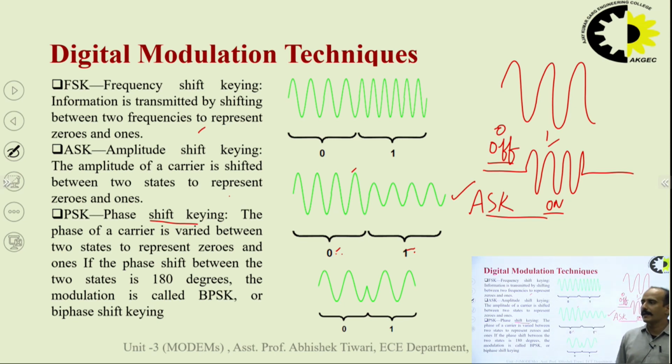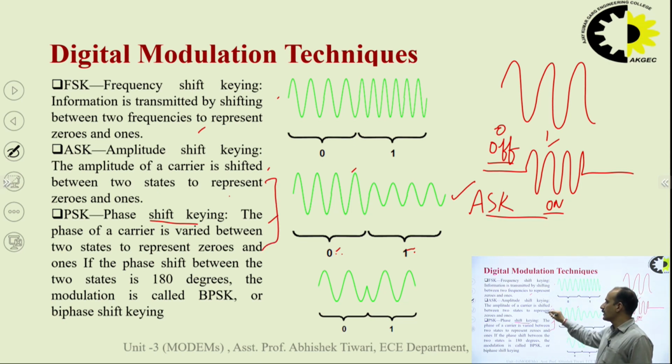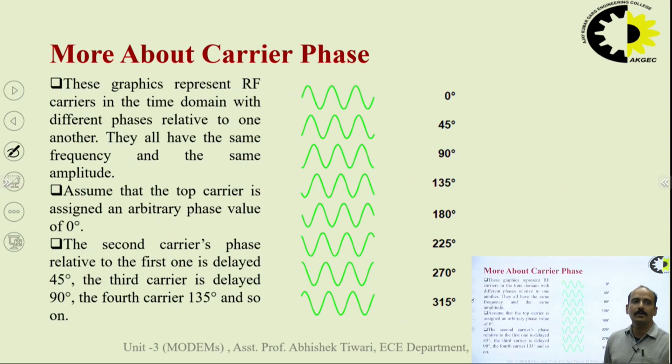The best thing about PSK is its noise immunity. PSK signals are very immune to noise. That's why when we talk about noise immunity, PSK is the most suitable, FSK is the second, and ASK is the least. So by combining these two parameters, ASK is quite simple, and PSK has noise immunity. We are going to create a new hybrid modulation technique, and that is called QAM.